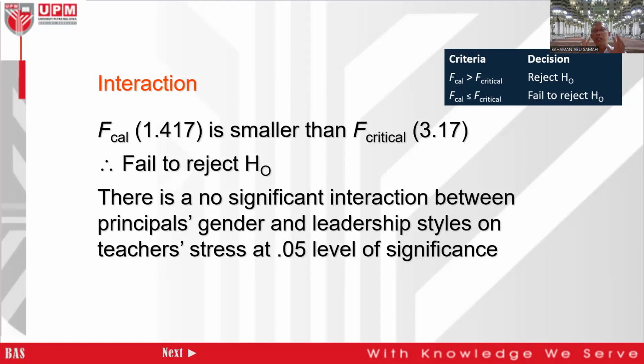Those will be the 3 effects that we can test based on the 2 factors in Factorial ANOVA, where we have 2 main effects. The 2 main effects in this example are gender, principal gender, as well as principal leadership style. And the third is the interaction between gender and leadership style. That will be the last step in our testing for hypothesis.